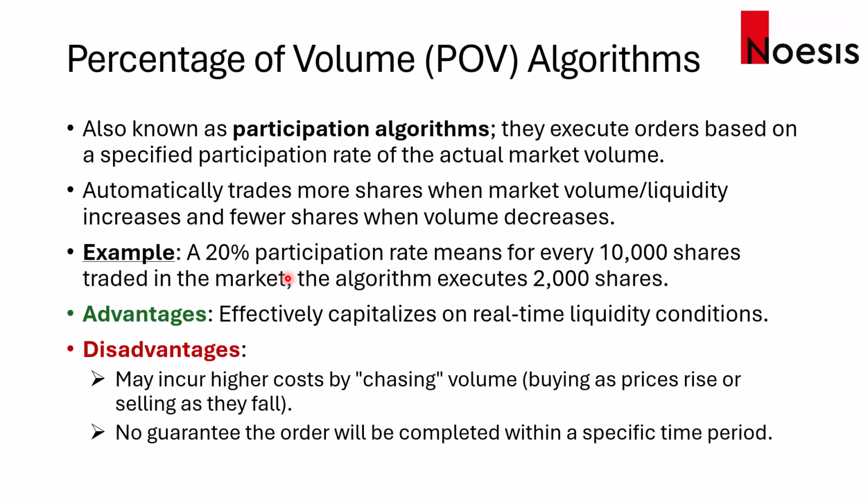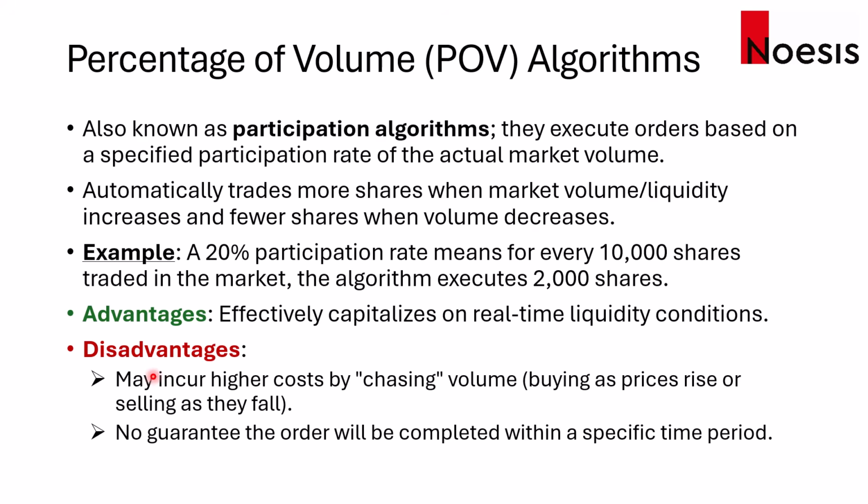For example, if you set a 20% participation rate, the algorithm aims to match that slice of the tape. So, for every 10,000 shares traded in the market, your algorithm will execute 2,000 shares. The biggest advantage of this approach is how it effectively capitalizes on real-time liquidity. It naturally blends in by only being active when the rest of the market is active.